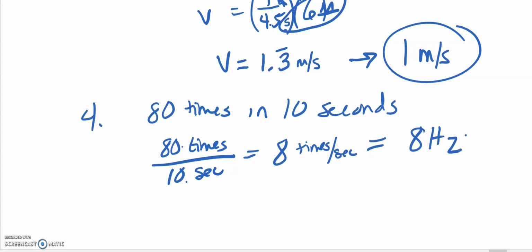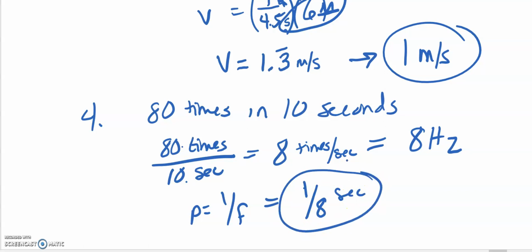If it also wanted the period, we would still use the same formula where we would do 1 over the frequency. So that would give us 1 over 8 seconds per cycle. That's telling us that one cycle would take 1/8 of a second, or it can go back and forth 8 times in 1 second. So that might be another version that they might show you of these questions.